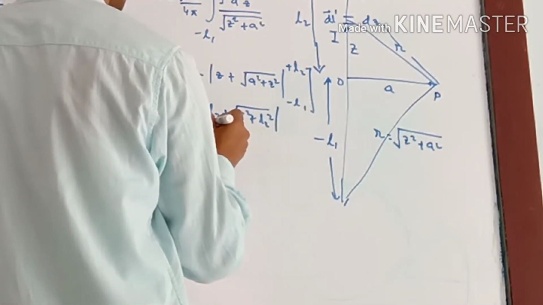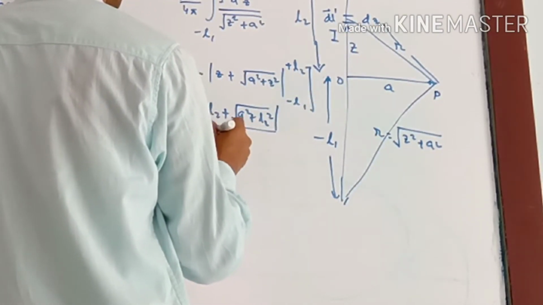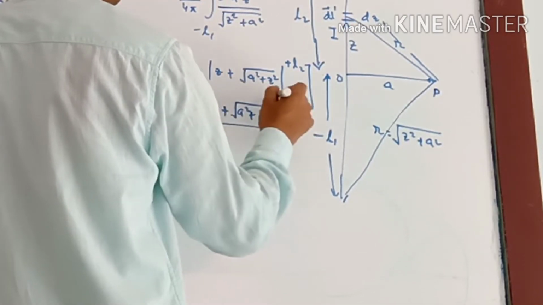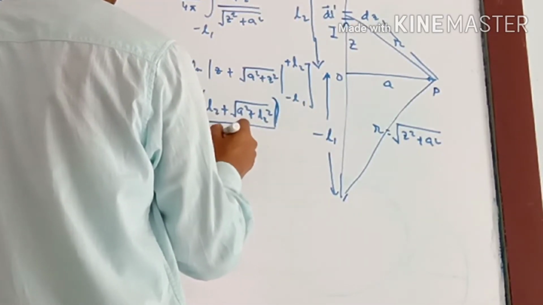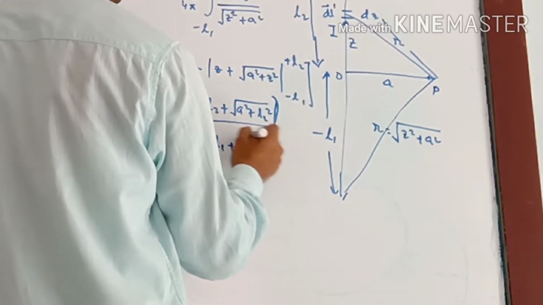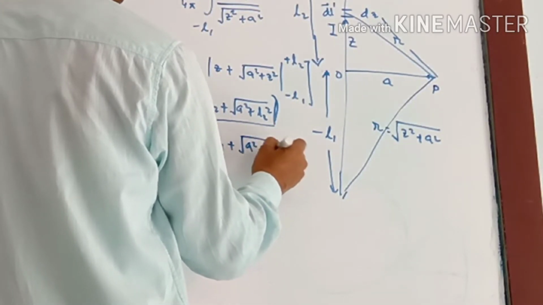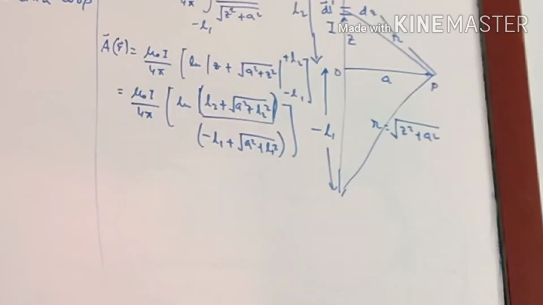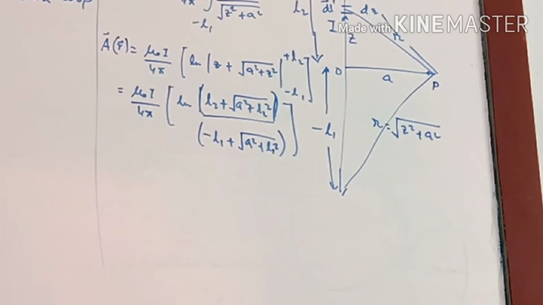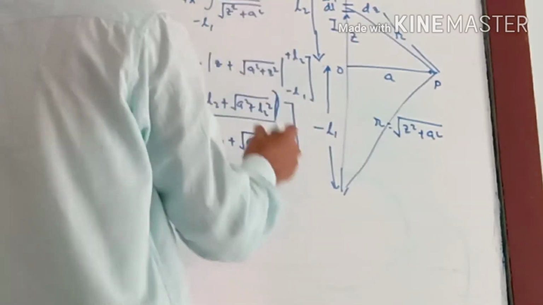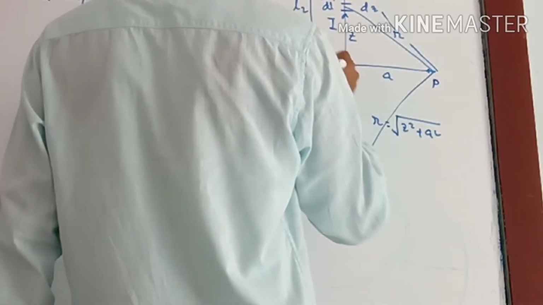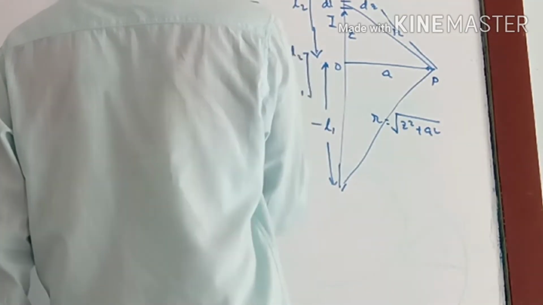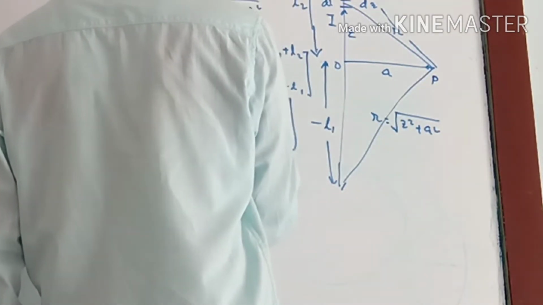divided by minus L1 plus root over of a square plus L1 square. And the direction would be along the direction of the current, so the direction would be along z cap, because this is a vector quantity.